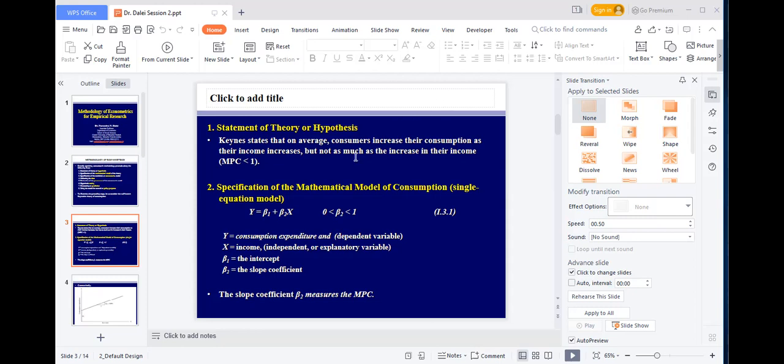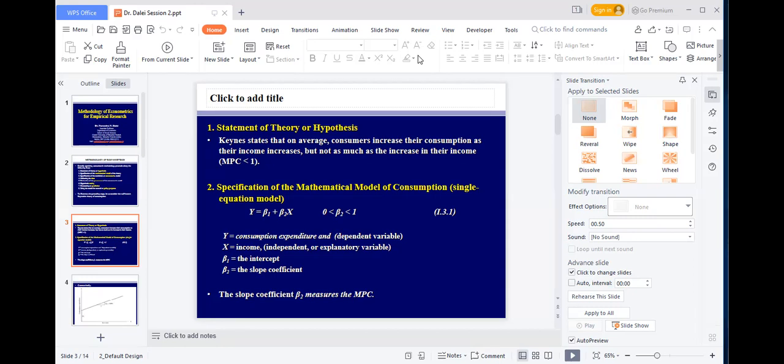This is what we have studied in 12th standard, the equation of a straight line, where y is equal to mx plus c. This is a similar kind of equation, and your beta 2 here is nothing but the MPC, marginal propensity to consume, which will always vary between 0 and 1.